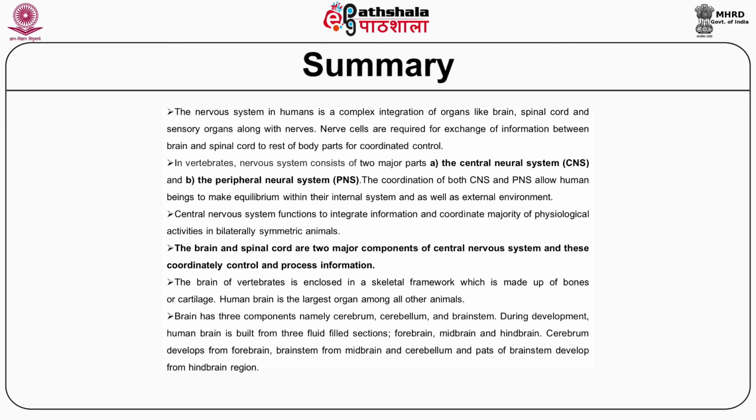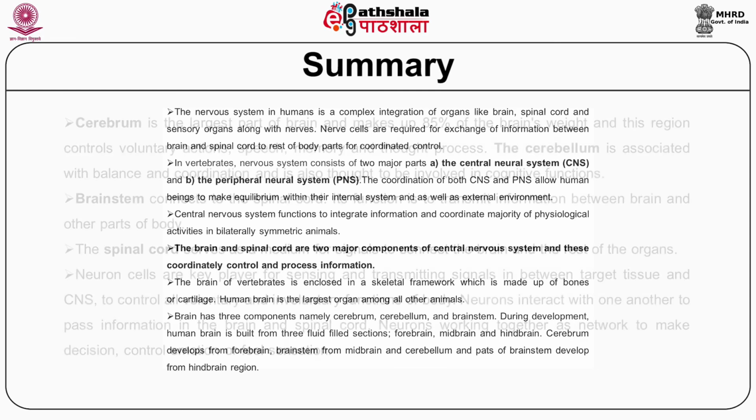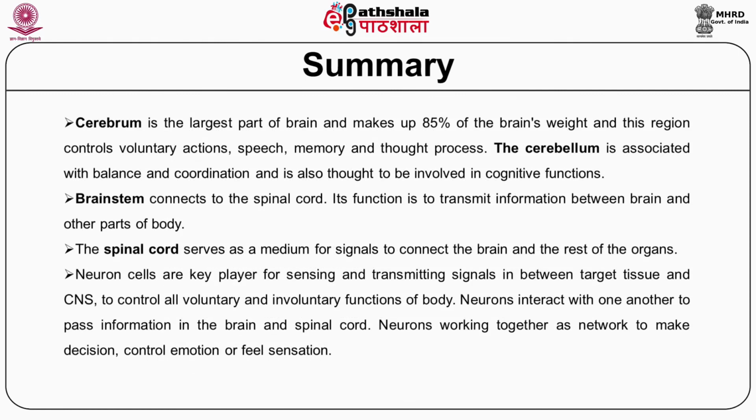The brain has three components, namely the cerebrum, cerebellum and brainstem. During development, the human brain is built from three fluid-filled sections: the forebrain, midbrain and hindbrain. The cerebrum developed from the forebrain, the brainstem from the midbrain, and the cerebellum and other parts of the brainstem developed from the hindbrain. The cerebrum is the largest part of the brain and makes up approximately 85% of the brain's weight, and this region controls voluntary actions, speech, memory and thought processes.